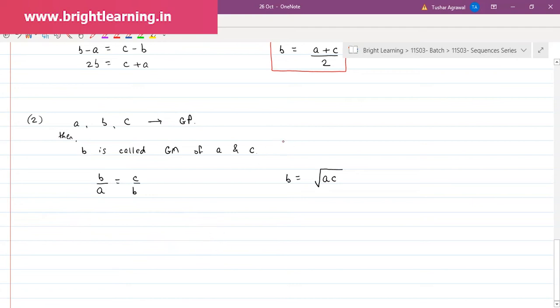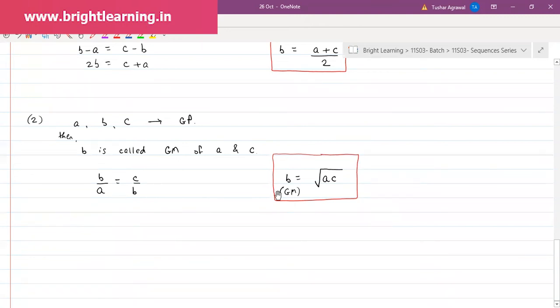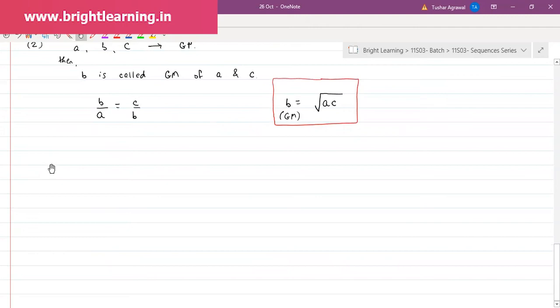So this is the formula for geometric mean. Two numbers are given, their product under root is equal to the geometric mean. This is the geometric mean. This is the arithmetic mean.